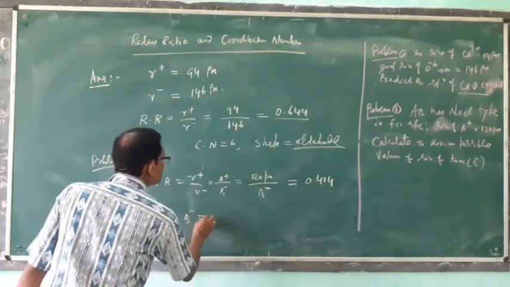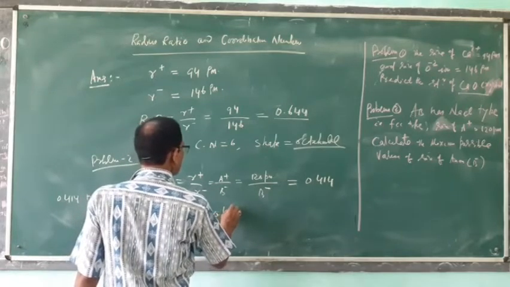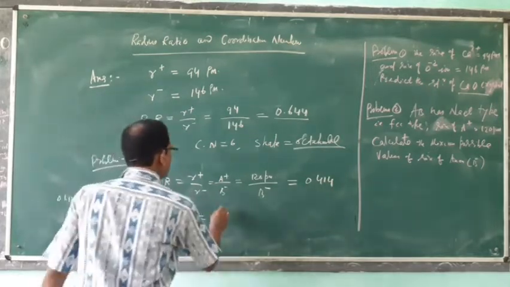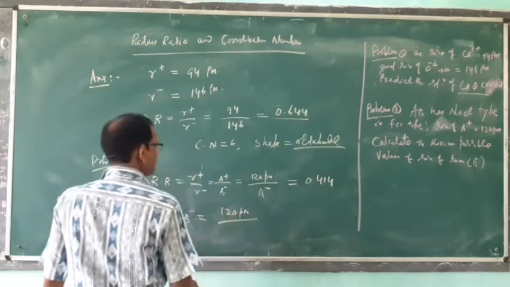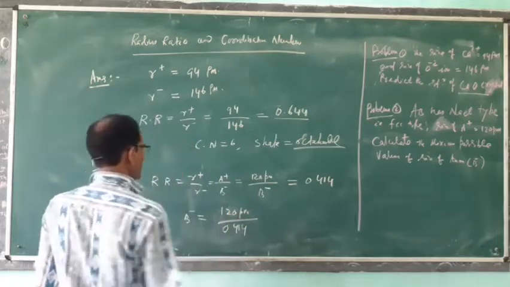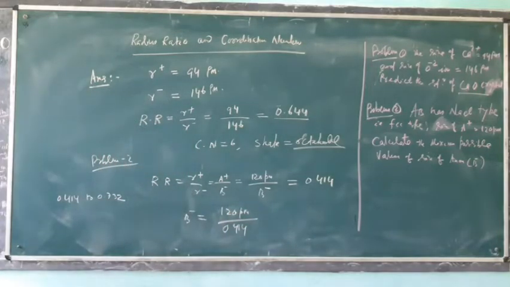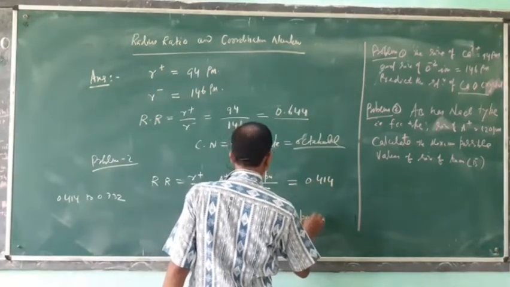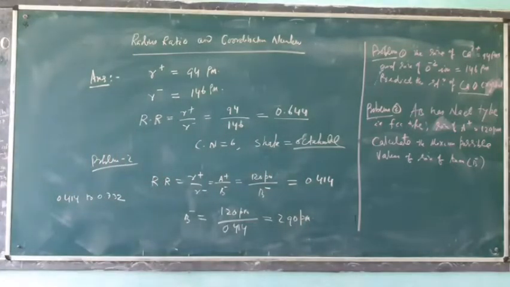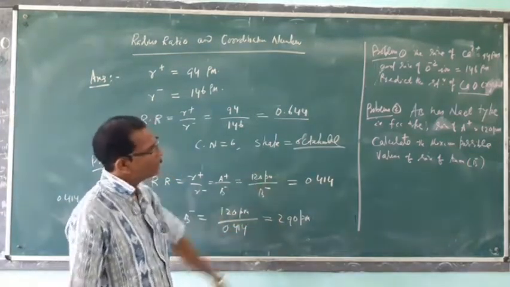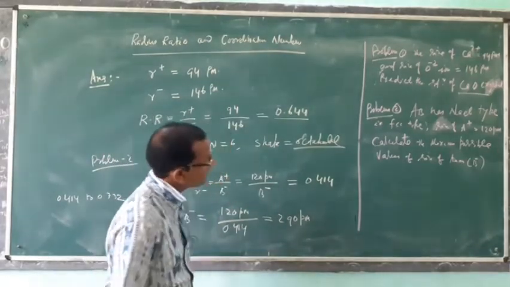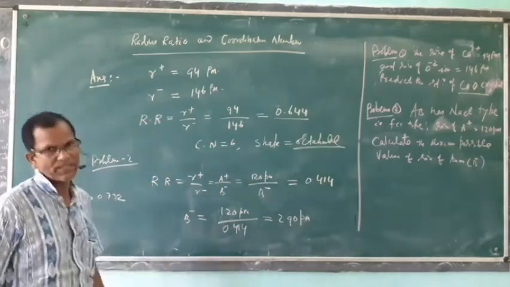Now B minus is equal to 120 picometer upon 0.414, which is equal to, the maximum value will be 290 picometer. We calculate the result will be 290 picometer. So 290 is the maximum size of anion for this type of crystal, where the cation size is 120 picometer and the shape of the crystal is FCC type, face-centered cubic type.